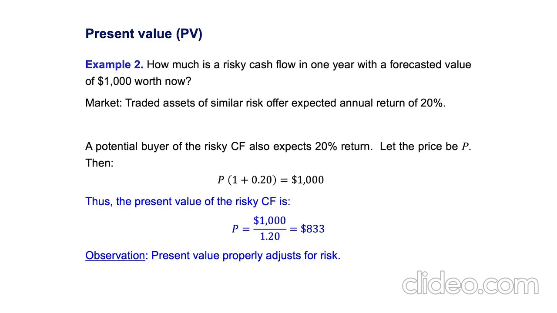As we noticed, the discount rate here of 20% is quite a bit higher than the 2% in the previous example where the cash flow is certain. This higher rate of return reflects the risk premium. So the present value formula really adjusts for risk by choosing the appropriate discount rate for assets with the same risks.